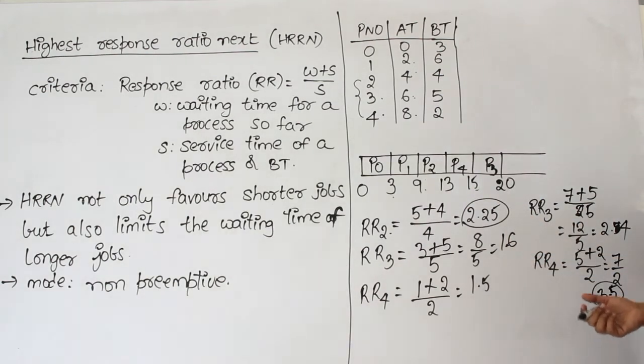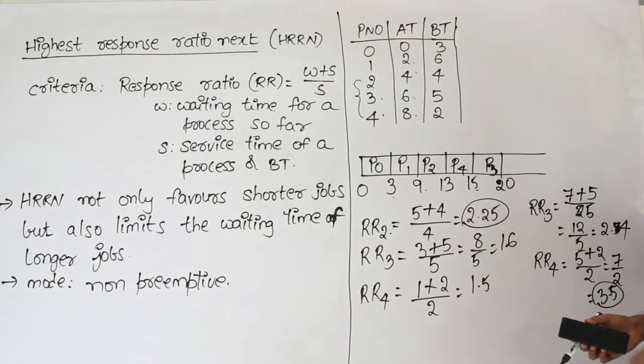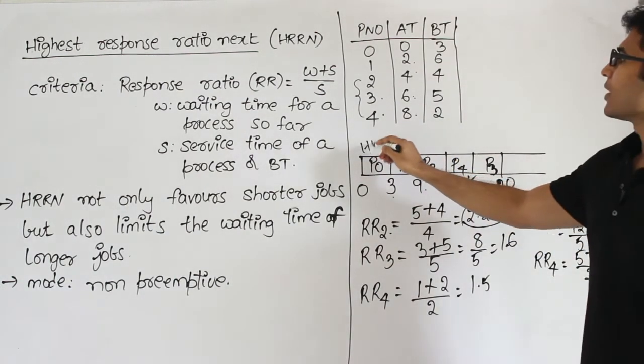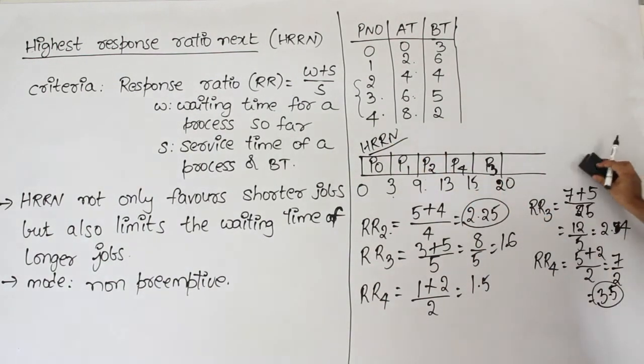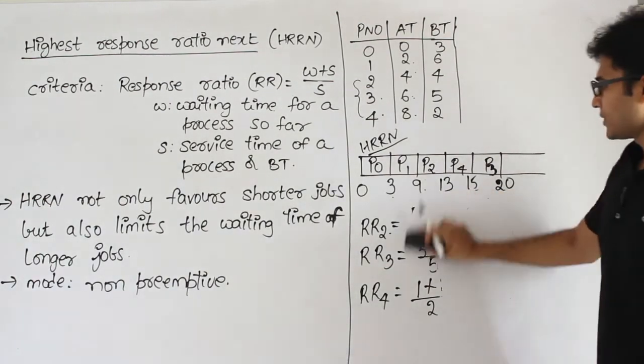Now if you want to see the difference between HRRN and shortest job first, let's see the Gantt chart for shortest job as well. This is the Gantt chart for HRRN, highest response ratio next. Let's see it for the other one as well, shortest job first. That will give you some insight about it.